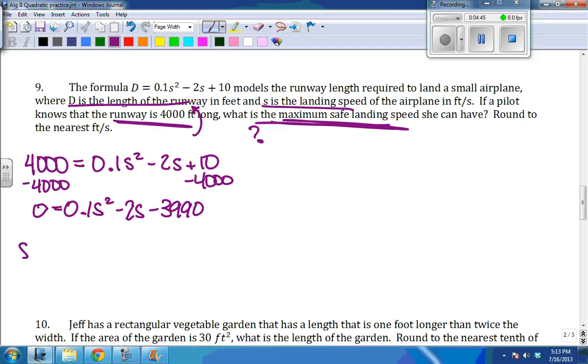Alright, and I'm going to use the letter S. Again, you can switch it to X if you are more comfortable. It really doesn't matter at this point. So I'm going to set up my negative b, which in this case is a negative 2, so it's going to switch to be a positive 2.